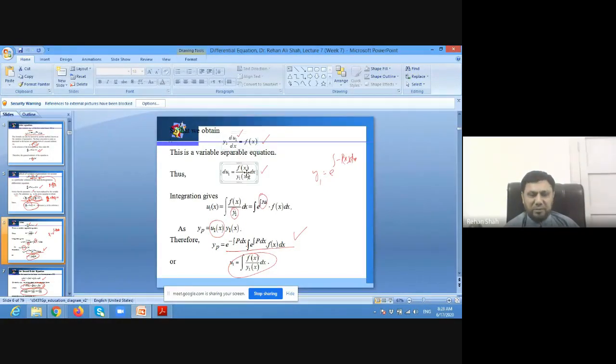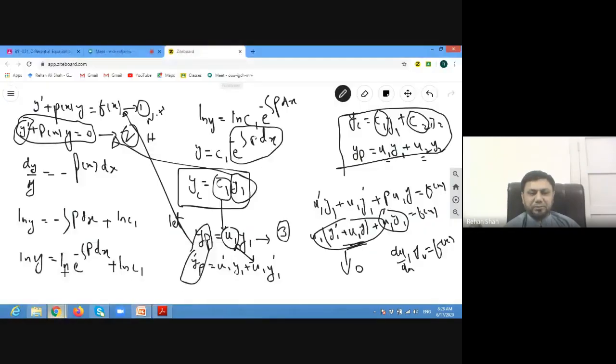If you rearrange, this will give you du1 equal to f of x over y1 dx. If you integrate it, you will get this one. So this is the value of u1. If you replace this value of u1 in equation 3, and multiply u1 by y1, the first solution, you will get the particular solution. So this is simple.